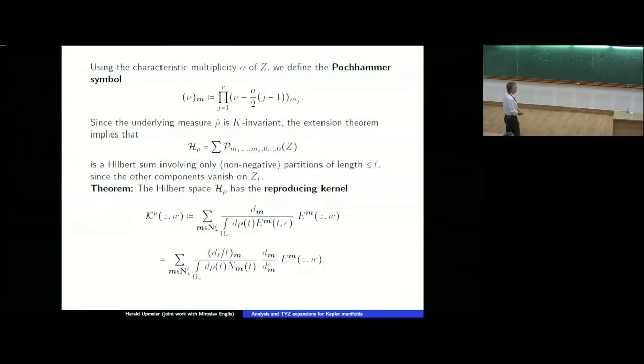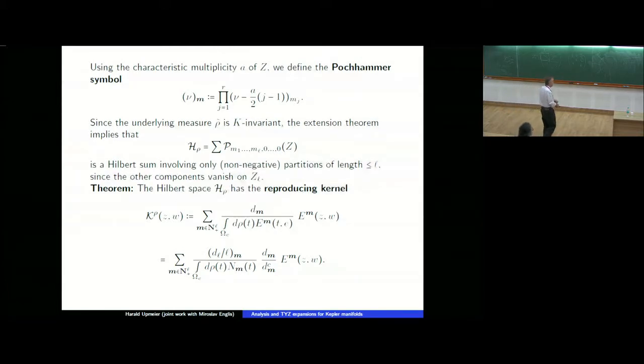Using the characteristic multiplicity that I had, we defined the Pochhammer symbol as a quotient of gamma functions. That's a combinatorial number that is well known in analysis. And the extension theorem says that my Hilbert space of holomorphic functions is the Hua-Schmid-Kostant sum, but involving only partitions of length less or equal to L, since the other components vanish on Z_L.